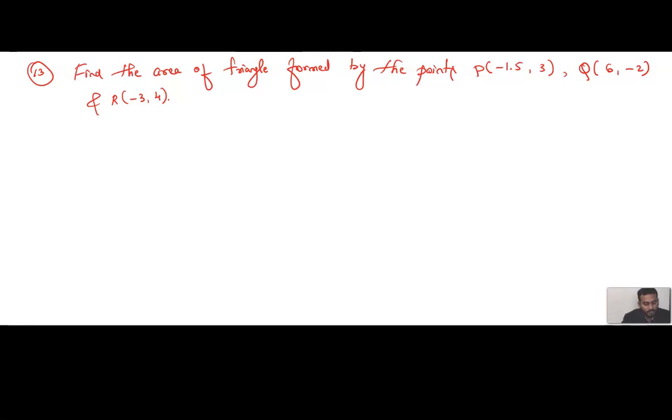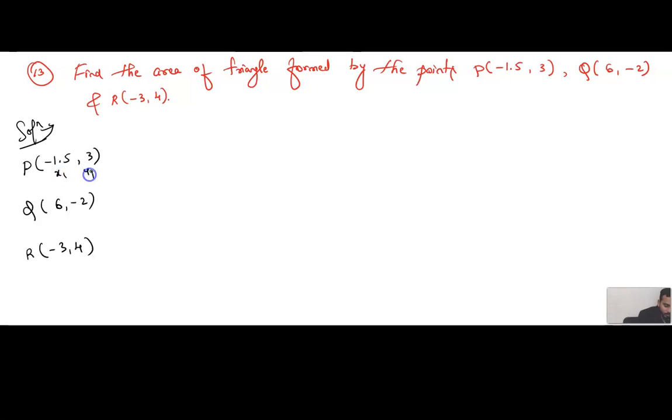See children, the next problem. Find the area of triangle formed by the points P of minus 1.5, 3, Q of 6, minus 2 and R of minus 3, 4. Shall we solve this problem? Yes. Here he has given us PQR, so let me write the same values. P of minus 1.5, 3. Next, Q of 6, minus 2. And then R of minus 3, 4.